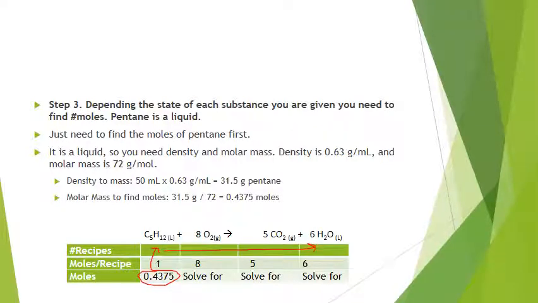There's no limiting reactant because there's only one of the reactants. So do the math. The density of pentane is 0.63 grams per mil, which gives me 31.5 grams of pentane. Then divide by the molar mass, which is 72 grams per mole, and you have 0.4375 moles of pentane.